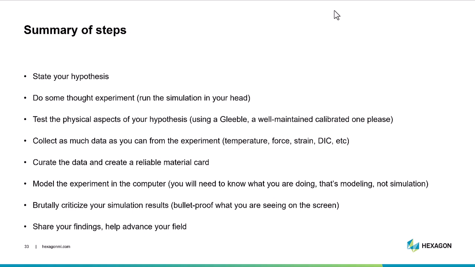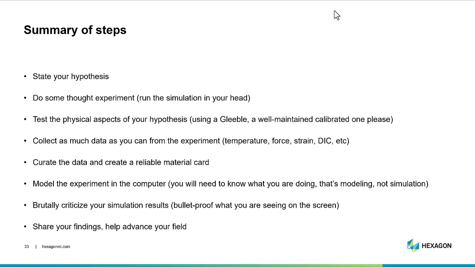Then you model the experiment in the computer. Don't jump all the way to the process simulation. Think about how you're going to validate the data that you acquired from your Gleeble test. So simulate that condition and make sure that the data that you collected is in line with what your numerical model is predicting. Of course, you need to know what you're doing, and that's what I call modeling.